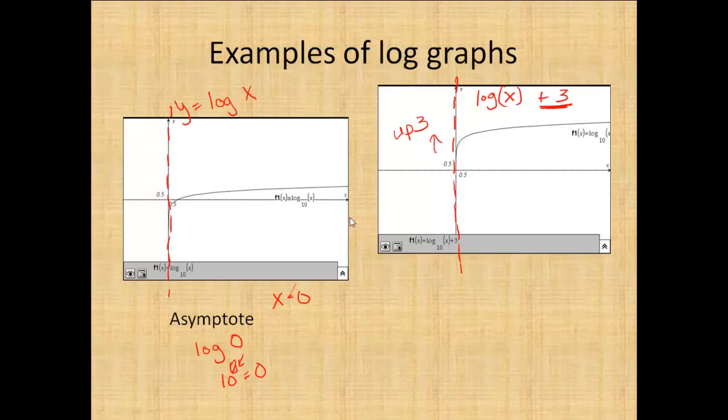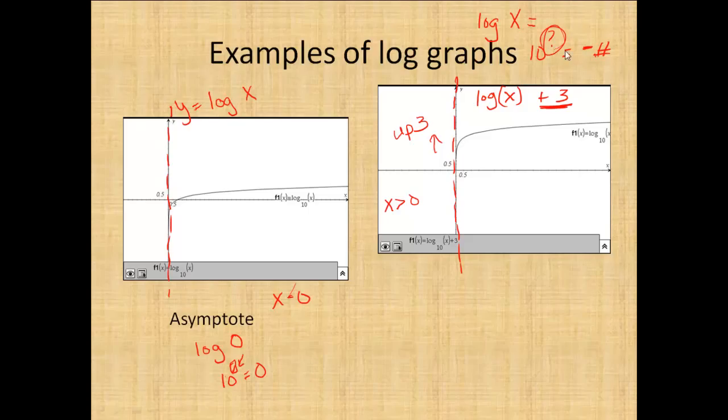Our domain for both of these also is x has to be greater than 0, because I can only have values that are bigger than 0. Reason for that is if I have the log of x and I put a negative in here, that's saying 10 raised to what power will give me a negative number. Well, there is nothing we can put in here to get us a negative number.